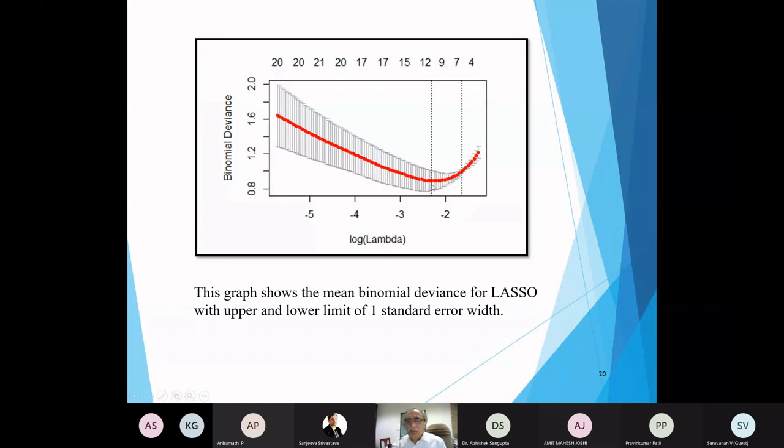Okay, and so that happens to be this. This is the smallest. What does this number represent? Now these numbers are representing the number of independent variables. So what is the value of log lambda for which this binomial deviance is smallest? From the picture, it is evident that this is the value of log lambda for which this is minimum.